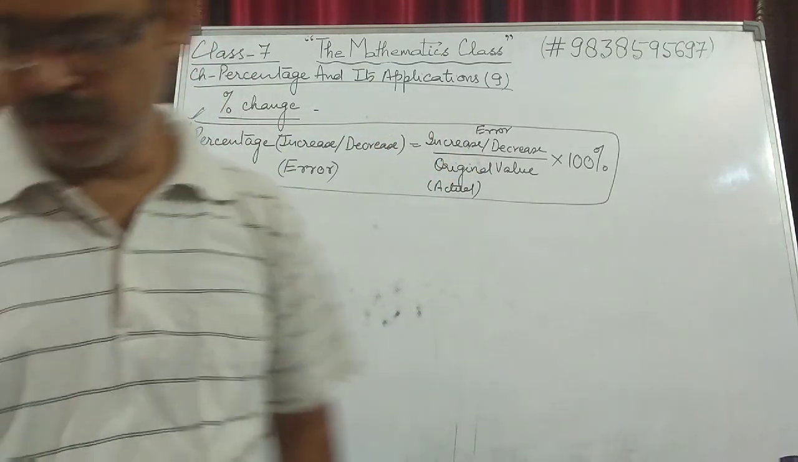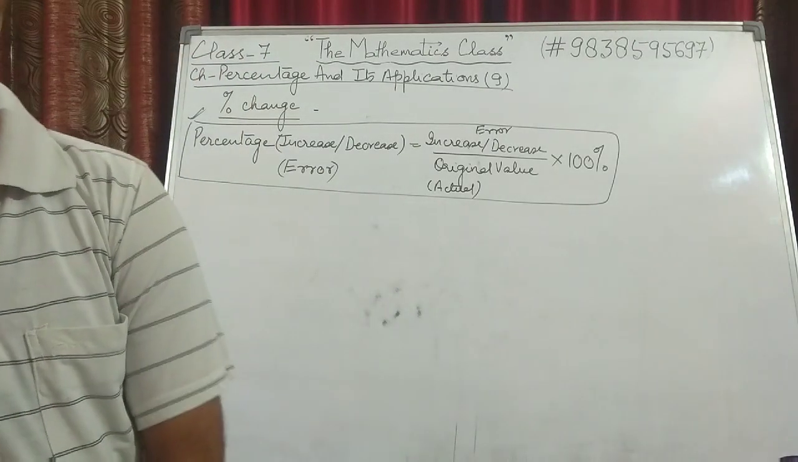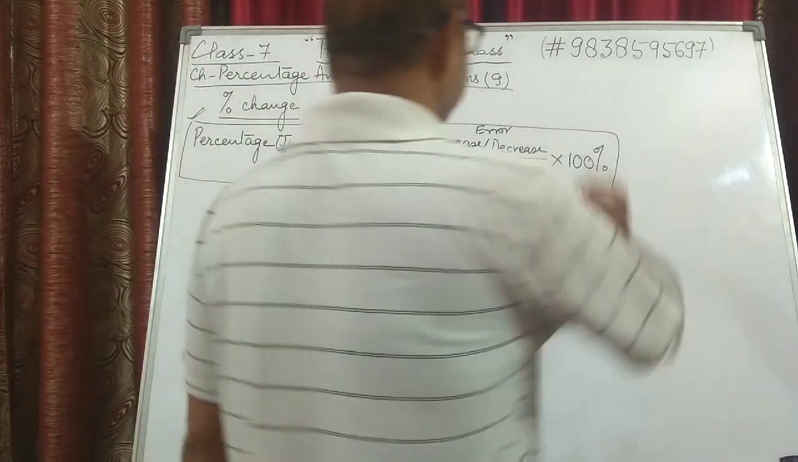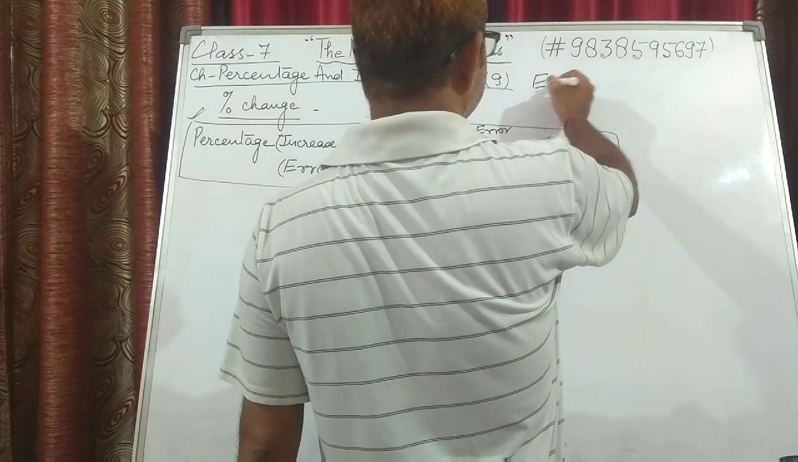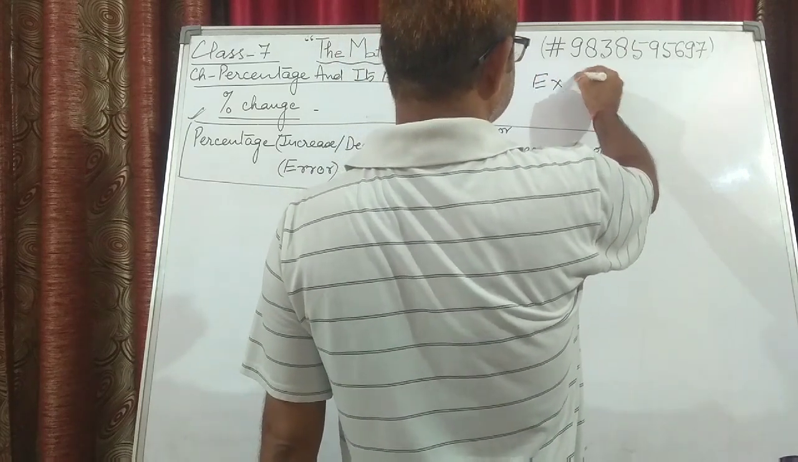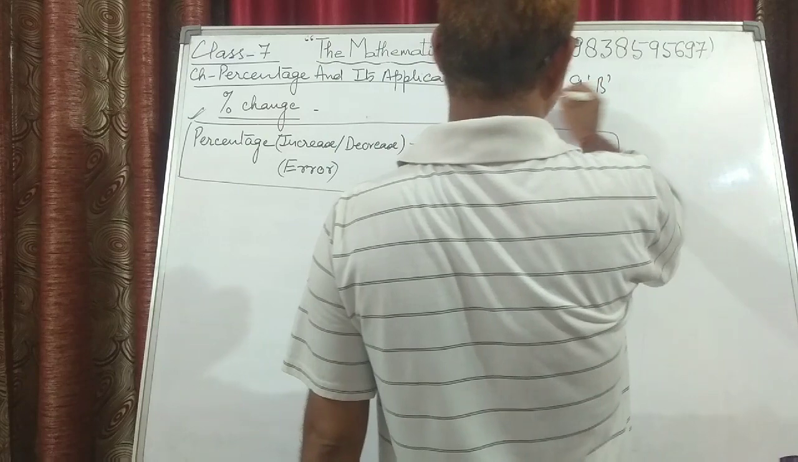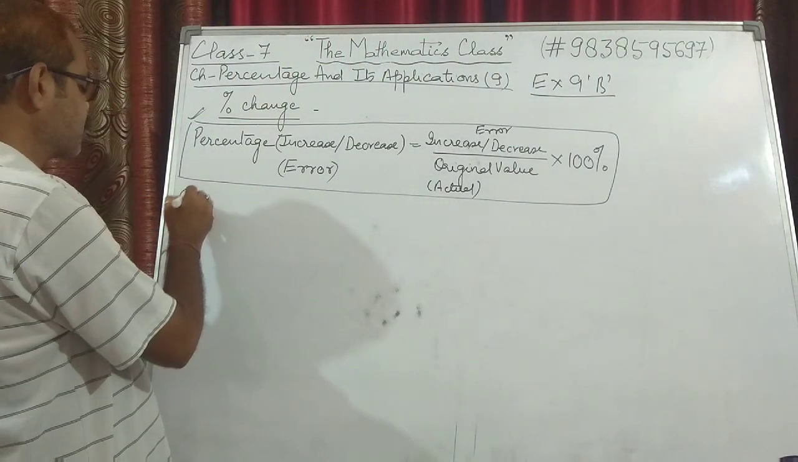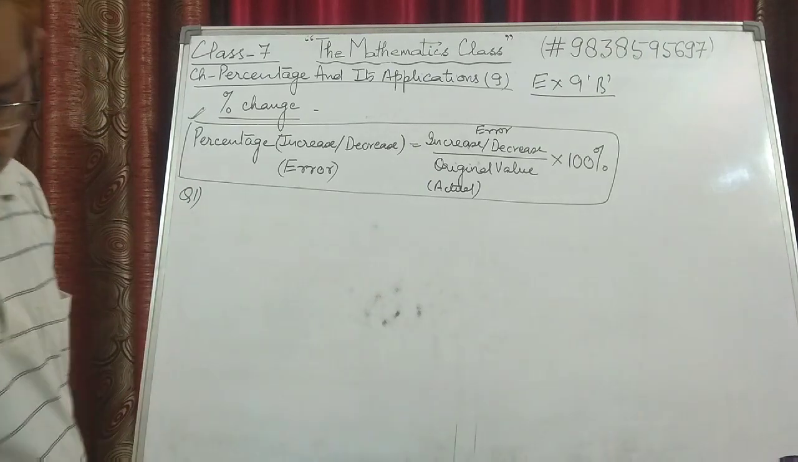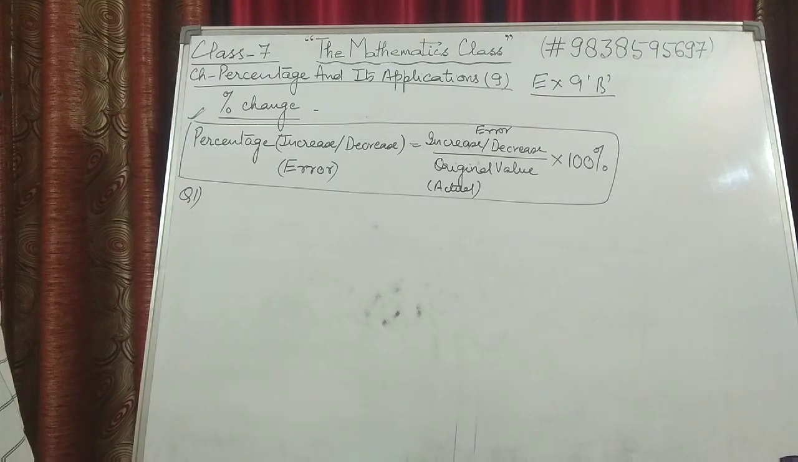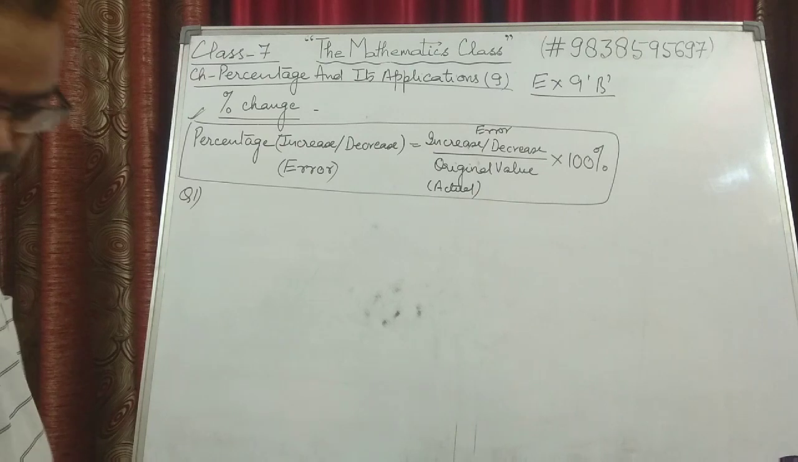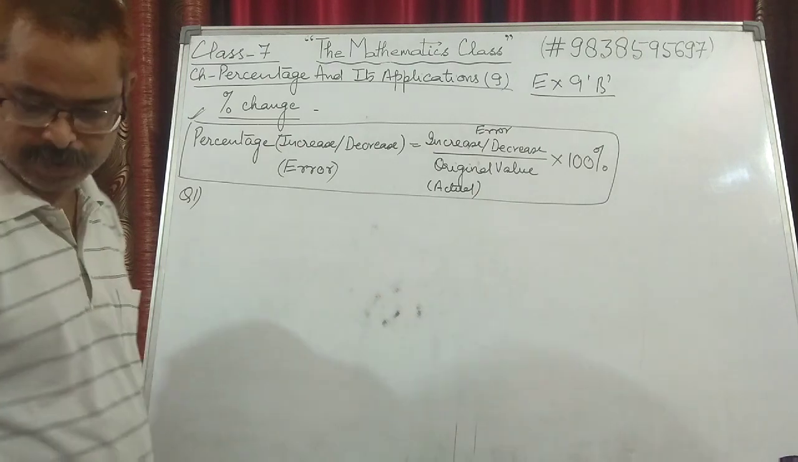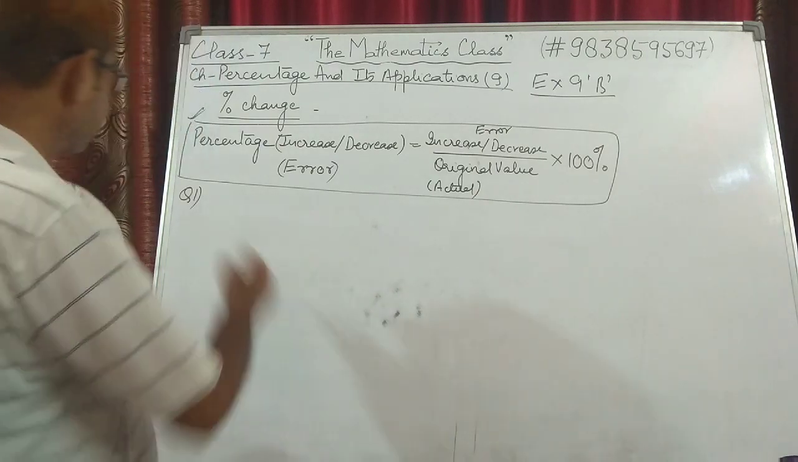Now we move on to exercise 9b. I'll start. There are only 7 questions, so I'll try to solve almost all the questions if they are of different types. Now let's talk about question number 1. Question number 1 is all based on increase and decrease with 4 parts, so I'll be doing the second and the fourth part.